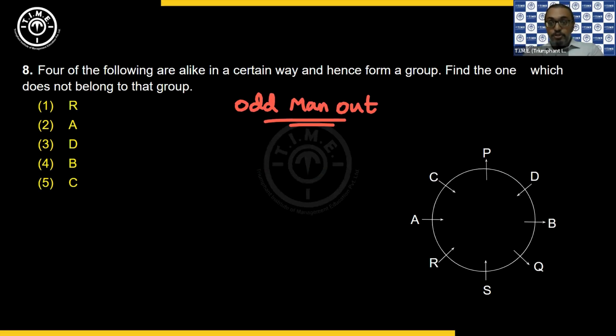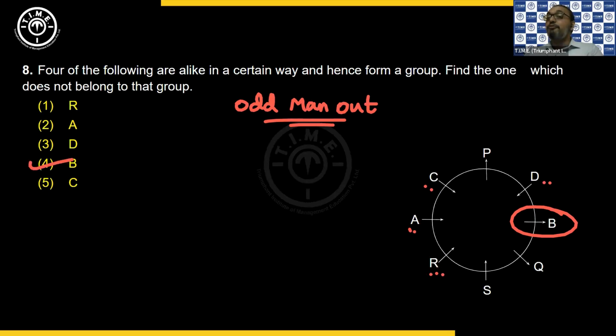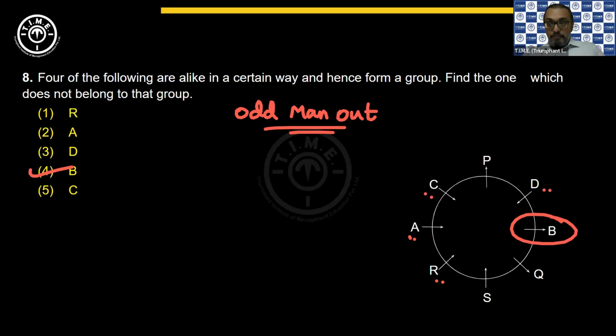Okay. B, option 4. So R, A, D, B, and C. Yes, it is going to be B, option 4. It cannot be A, Lavanya. It has to be B because the remaining persons are facing the center. And B is facing away from the center.